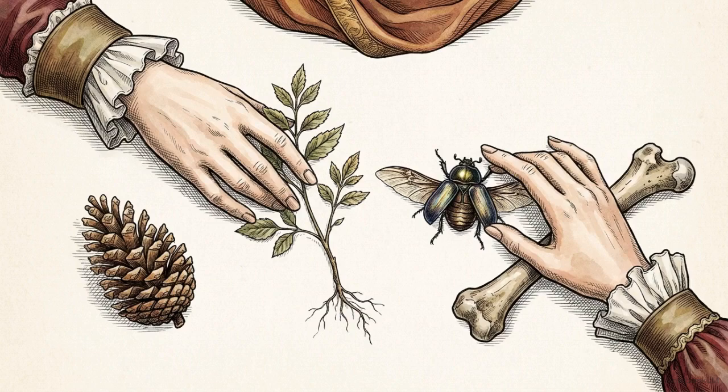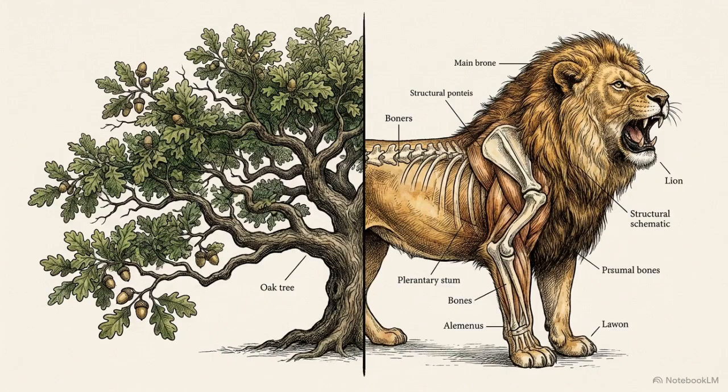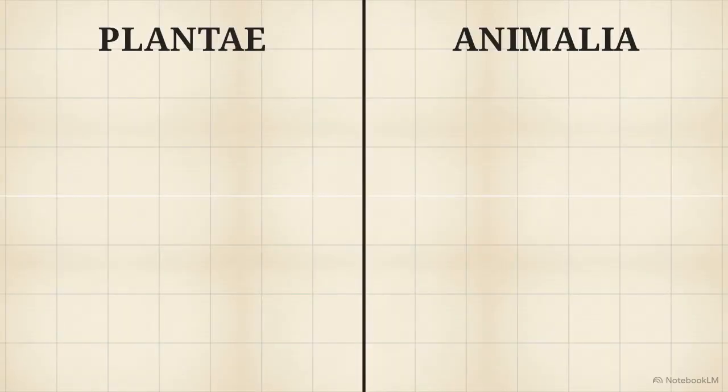The earliest scientific attempts to sort the natural world relied entirely on what the naked eye could observe. It was a rudimentary sorting algorithm built on macro-level traits. This approach culminated in the Linnaean system, which neatly divided all living organisms into two massive absolute categories: plants and animals. This binary framework relied heavily on superficial features.